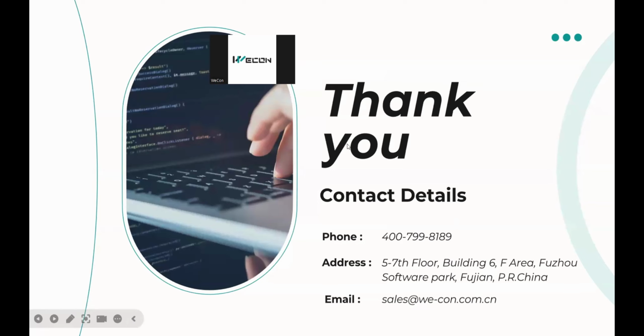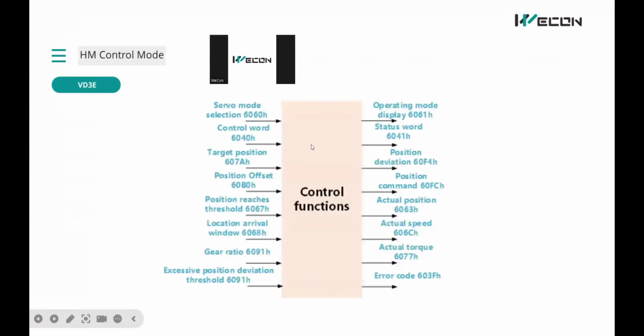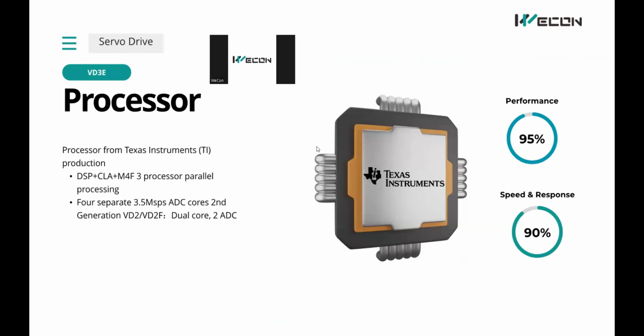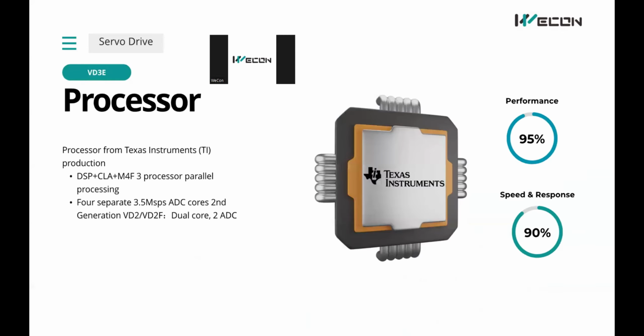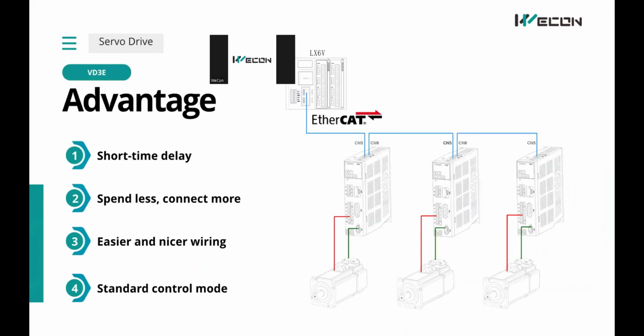Okay, that's our content for today. And from next week, every Tuesday and Thursday, we will have VD3E training. The next Tuesday is about CSP control mode, and then CSV control mode, CST control mode, homing mode, and torque mode. So we have 6 classes in total.